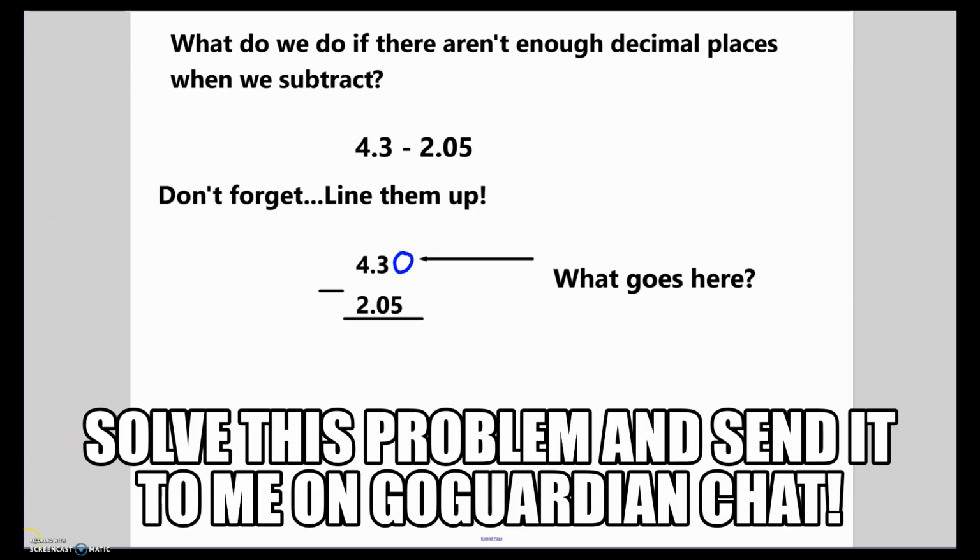And that's it. That's all we need to know about adding and subtracting decimals. If you know how to add and subtract whole numbers, you're treating it the exact same way, but we want to make sure we line up our decimal point.